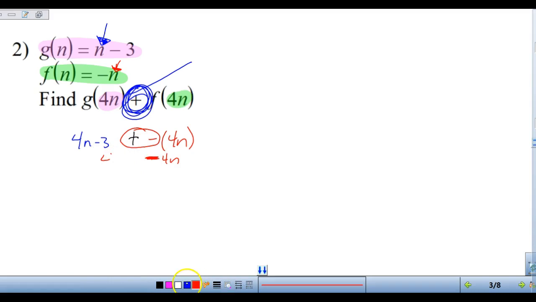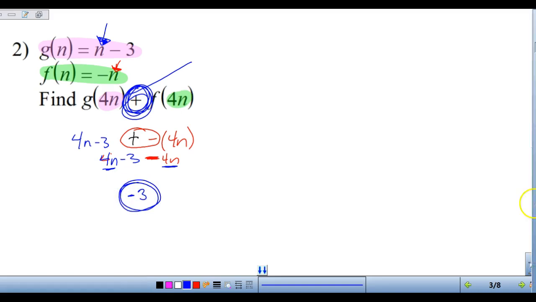Now if it was minus a minus, we'd have to change it to plus. So we really have, just to show these separate, 4n minus 3 minus 4n. So the two 4n's cancel out. 4n minus 4n is going to be nothing. So our final simplified version is just negative 3.